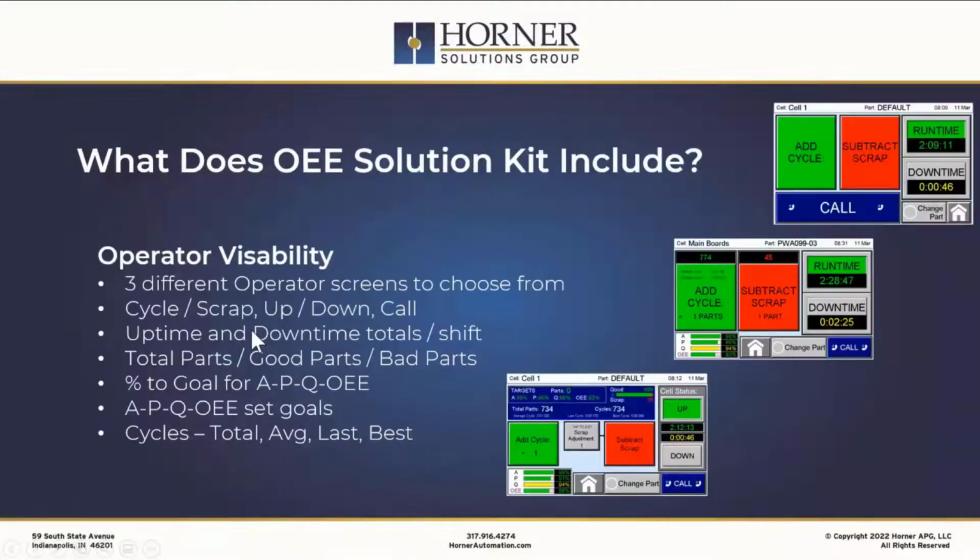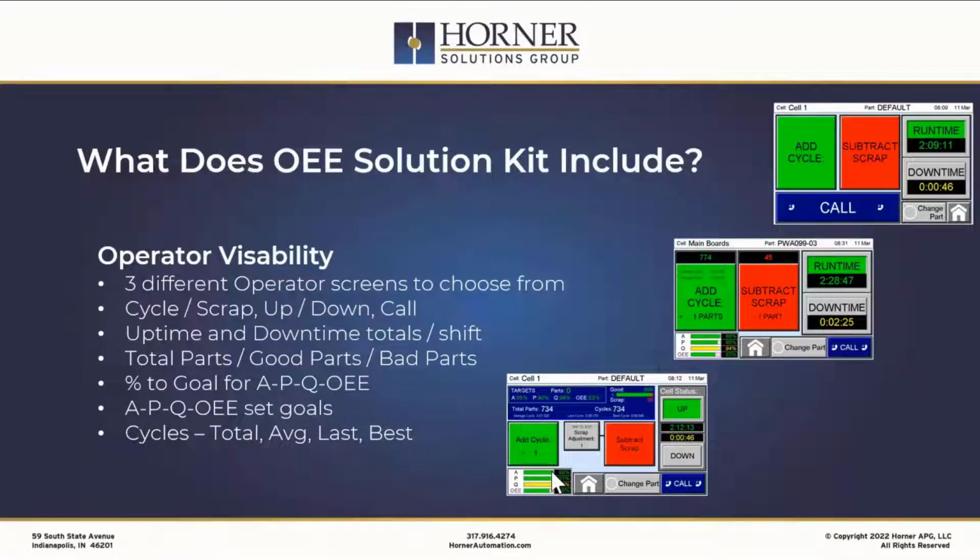These are the 3 screen choices that the operator has to look at. The one on the bottom is going to be the detailed screen, and that's going to show them the most information that's available to them for targets, actual goals. It shows them the average cycle time, the last cycle time, and the best cycle time, total parts made, and the good parts versus scrap parts.